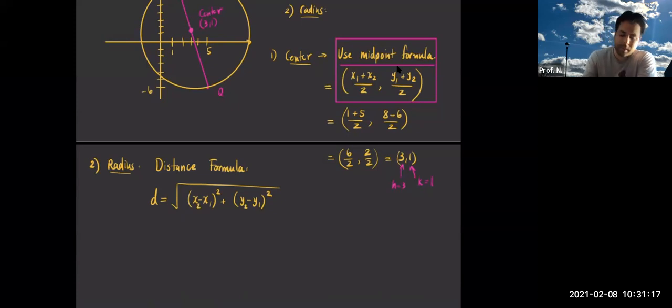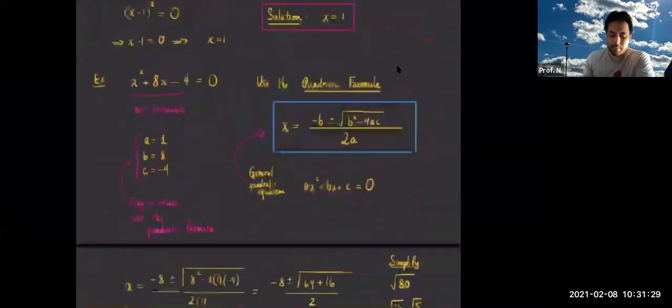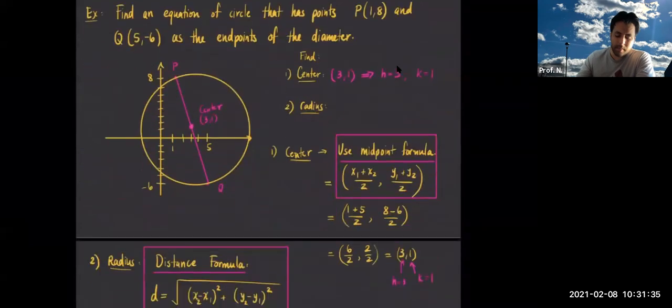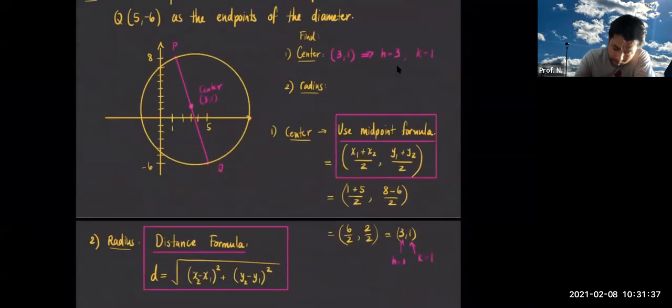That's my distance formula. So if I have 2 points in the xy plane, I can find the distance between them by plugging them into this formula. So if I want to find the radius, then I want to find, for example, the distance between P and the center. Or I can find the distance between Q and the center. It doesn't matter because it should be the same.